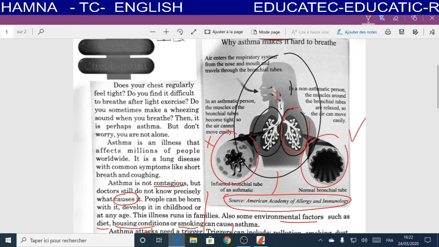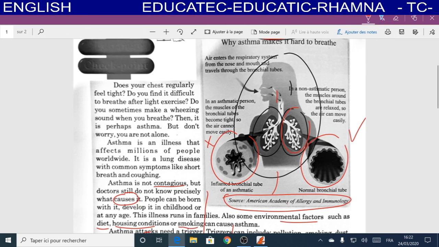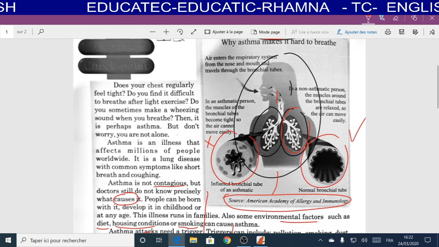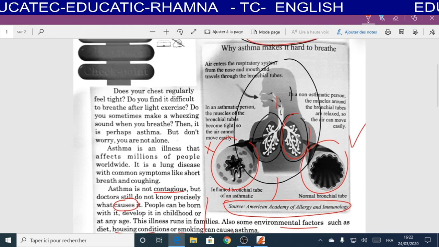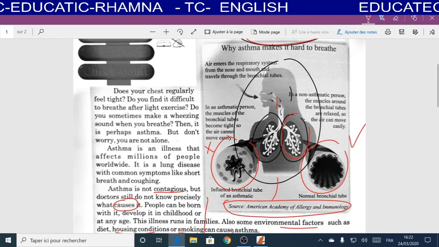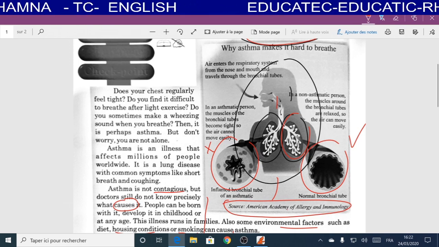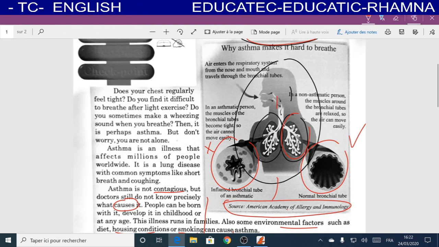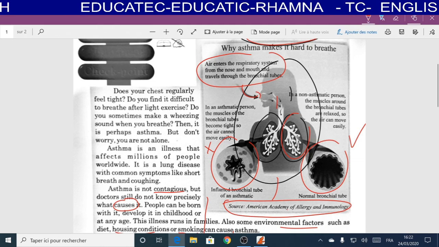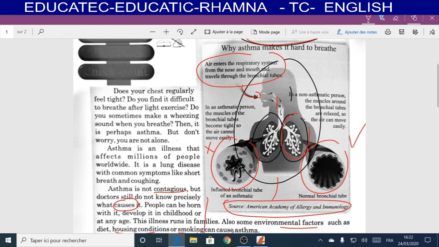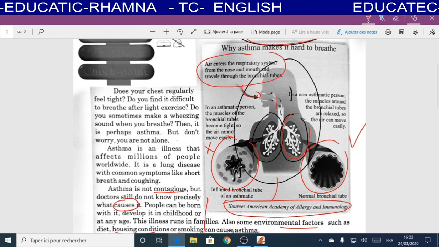As you can see in this document here, we have a human body with 2 lungs, and we have here the bronchial tubes, here a normal one, and here an abnormal one. And what do you see here? Air enters the respiratory system from the nose. Here, I'm reading in this part. So this is air that enters the respiratory system from the nose and mouth and travels through the bronchial tubes.